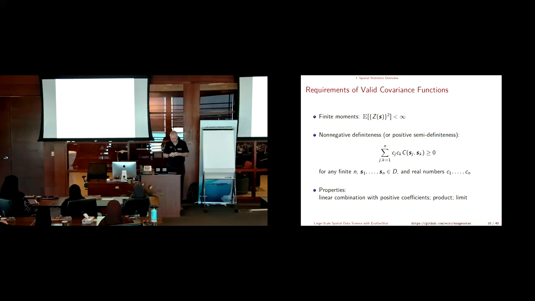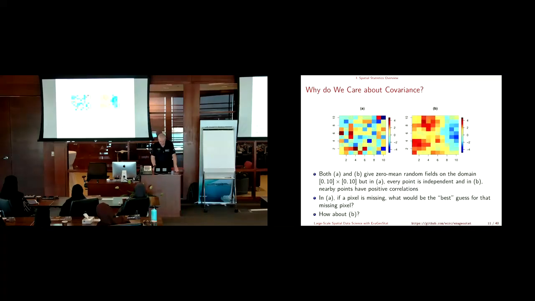We cannot take anything. So we're going to use models that we know we can prove are positive definite and are valid models to describe the covariance. These positive definite functions have many interesting properties. For example, if you take a sum of two positive definite functions with positive coefficients, the result is still positive definite. Or if you take the product of two positive definite functions, the product is still positive definite. And in fact, the limit of a sequence of positive definite functions is also positive definite. So all these properties are useful to build new covariance models.